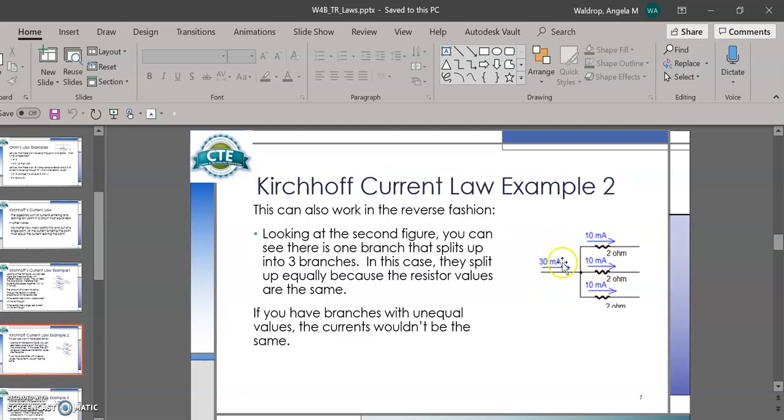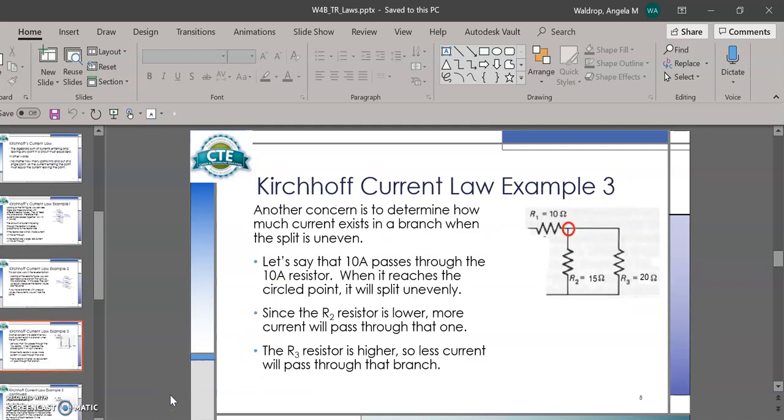Looking at another example, we also have the opposite case where I'm looking at this current here and it comes into this point and it's going to separate. Now, the actual amount that it would separate is going to depend upon the resistor values, and we'll talk about that a little bit later in another video. But if you take a look at this current here, 30 milliamps, goes to this point, it separates, and because these resistors are equal, the currents are also equal. So I've got 10 plus 10 plus 10, okay?